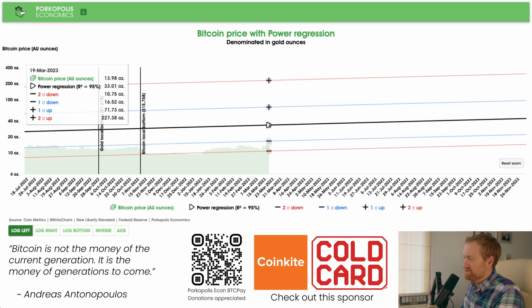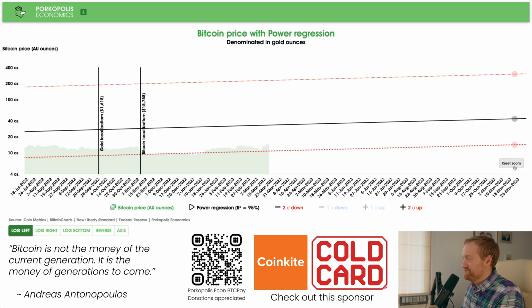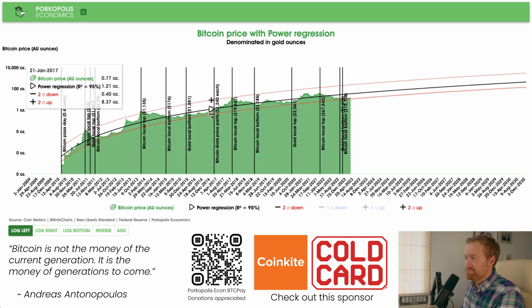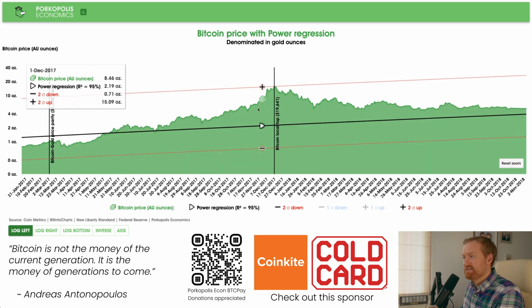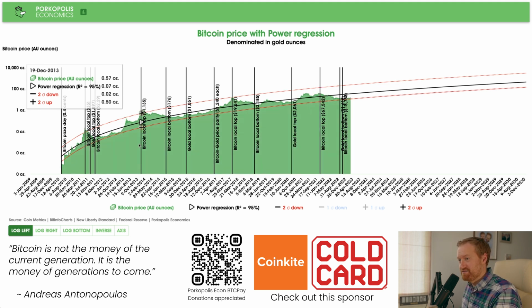And let's even take out the 1 sigmas, just to make it crystal clear. 2 sigma down, 10.75 ounces of gold per Bitcoin. Look at 2 sigma up at this point. If we were making a 2 sigma up move, we would get 227 ounces of gold per Bitcoin. And we haven't been in 2 sigma up territory for a long time, since 2017, in fact. Okay, so this is the beauty of well-behaved trend lines such as this.